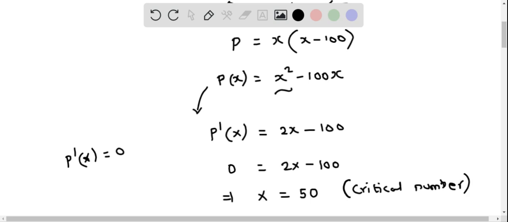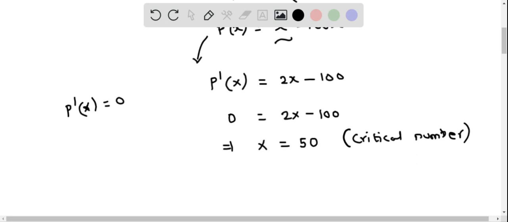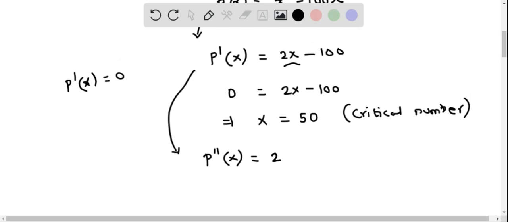Now, to test whether this critical number or the critical value gives the maximum or minimum value, we have to do the second derivative. We have to find the second derivative. So let me find the second derivative of p of x. So that equals, that is p double prime of x. And this equals the derivative of 2x is 2. And then derivative of 100, which is a constant, is 0. So we get p double prime of x equals 2, and this is always going to be greater than 0.